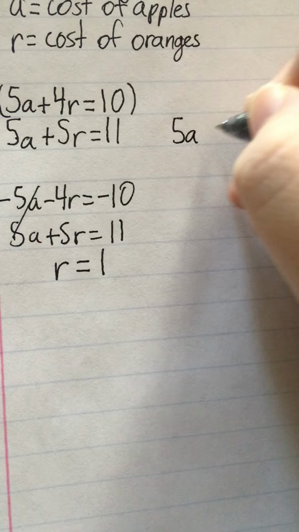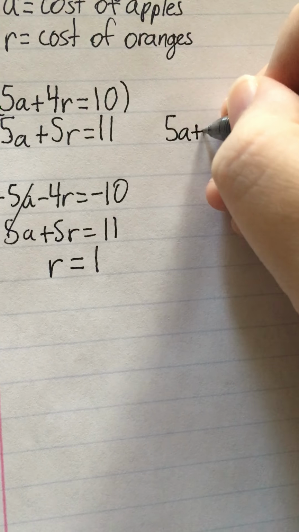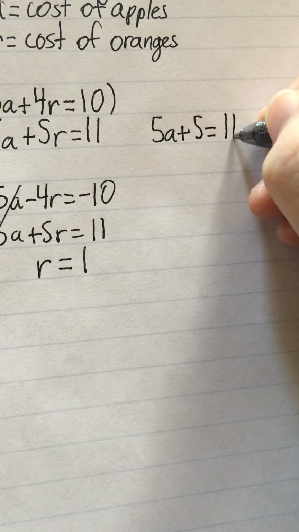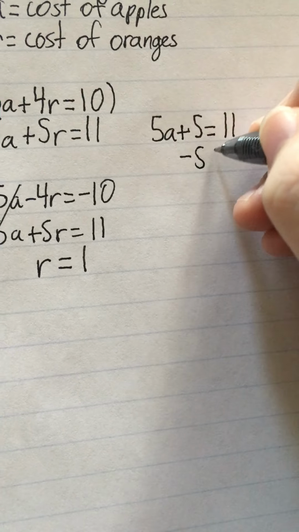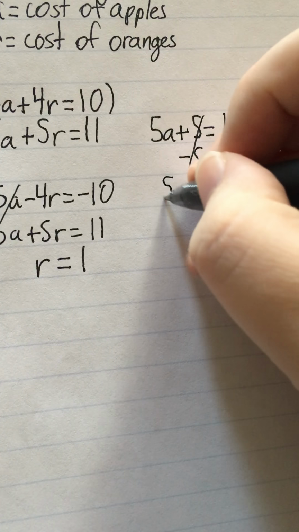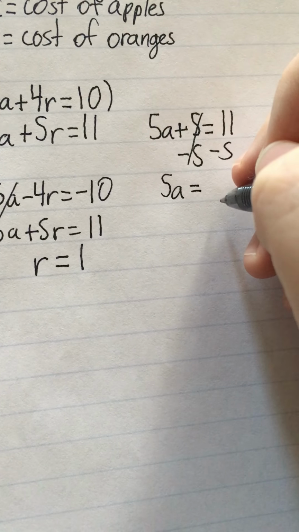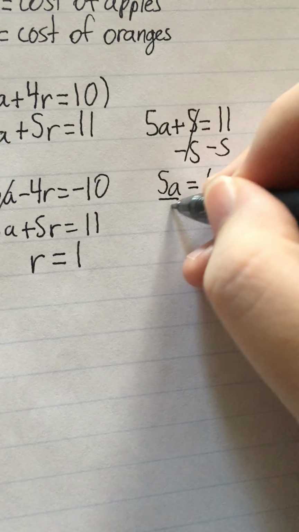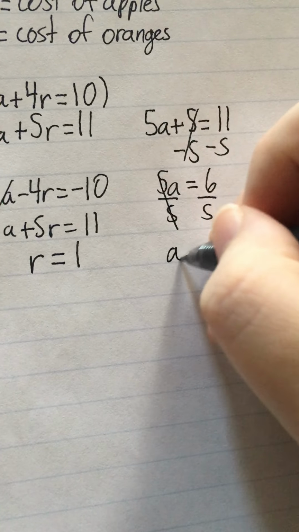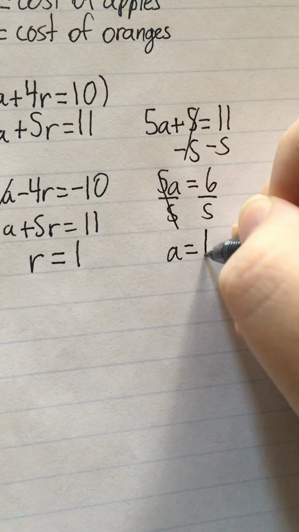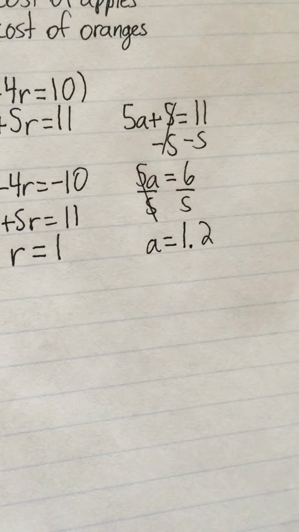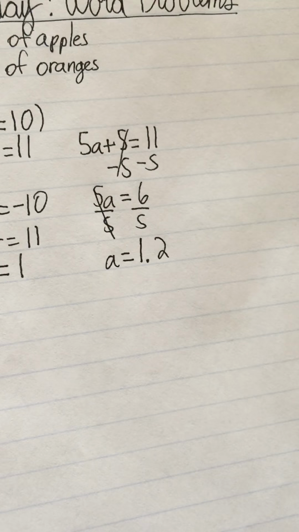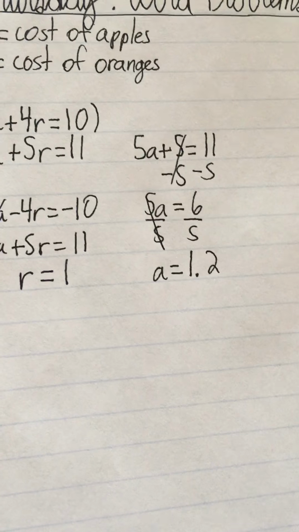So we have 5A plus 5, because 5 times 1 is 5, is equal to 11. Subtract 5 on both sides. And 11 minus 5 is 6. Divide by 5 on both sides. And I believe, I'm going to double check my calculator really quick. I did this problem earlier. Yep. And our A is equal to 1.2.